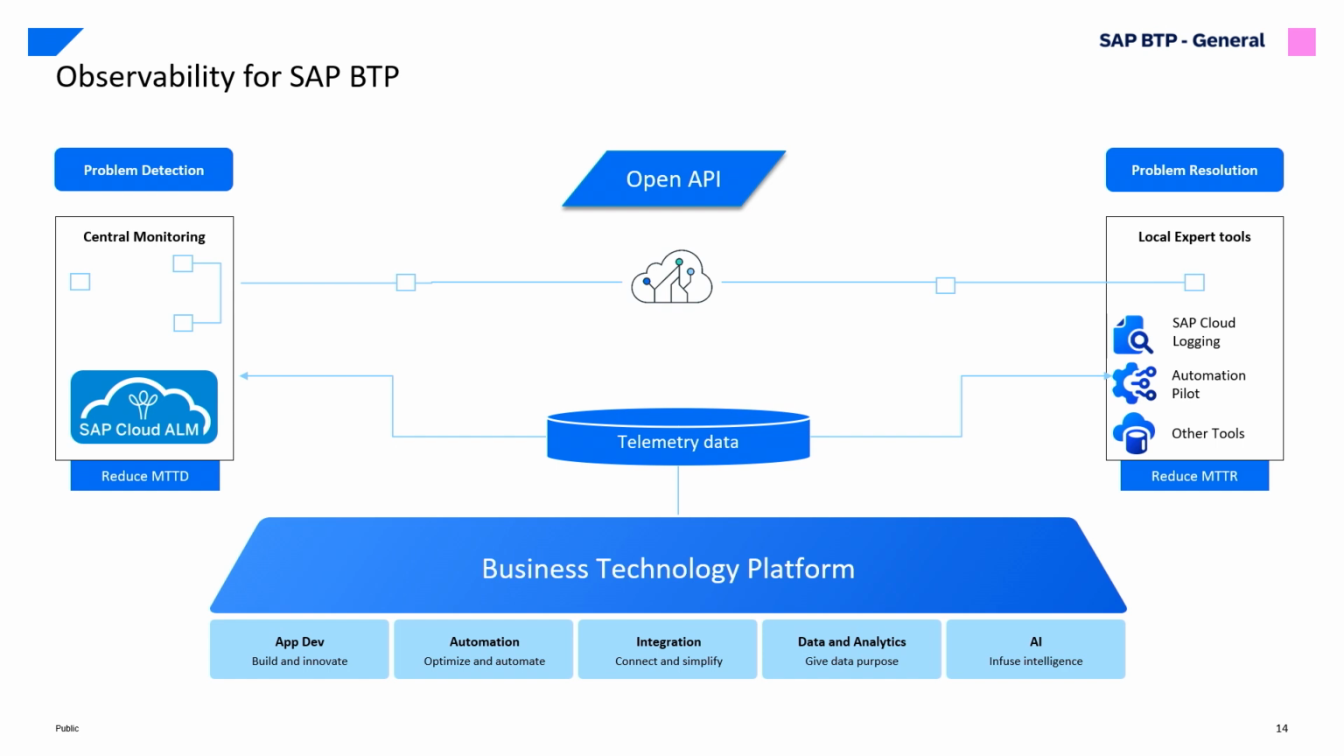For the investigation and the problem resolution itself, you would use the local tools in the BTP. So, for instance, analyze the logs for that application. You can also there do automation. So, for instance, if you see that frequently you need more resources, you can scale up resources automatically through the automation pilot. So also there are lots of opportunities to automate and to reduce manual efforts.